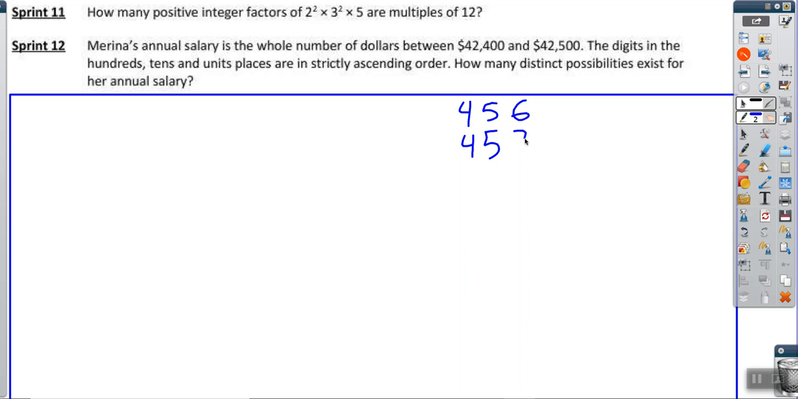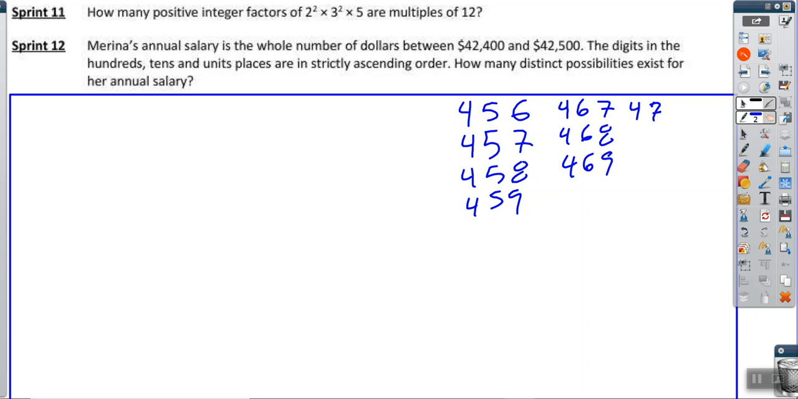So 4, 5, 7, 4, 5, 8, 4, 5, 9. We could also have 4, 6, 7, 4, 6, 8, 4, 6, 9, 4, 7, 8, 4, 7, 9, and 4, 8, 9. So how many possibilities? 4 plus 3 plus 2 plus 1 is 10. Yay!